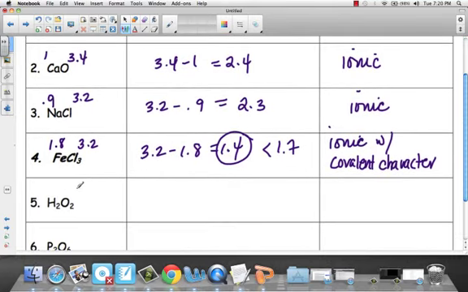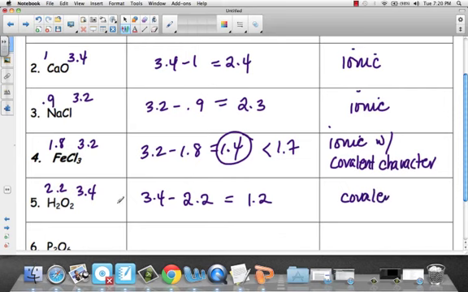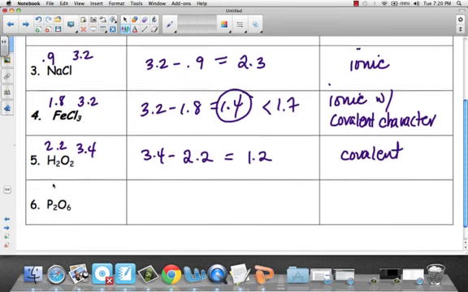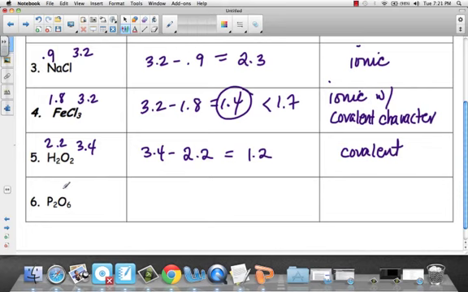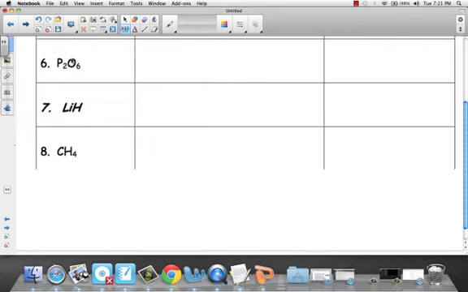H2O2, so we've got 2.2 and O is 3.4, so it's going to be just like water, 1.2, covalent. And then diphosphorus hexoxide. Phosphorus is 2.2, oxygen is 3.4, so it's the same, 1.2, and that's covalent. And 2 more. I already did that one.